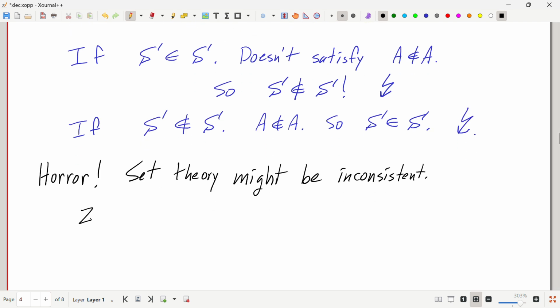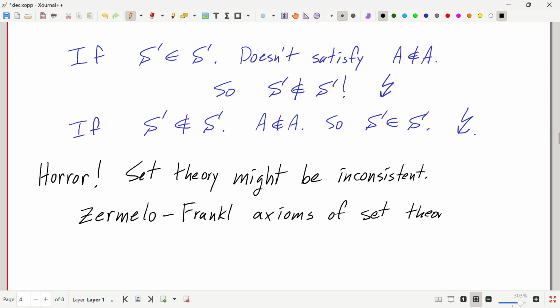There's the Zermelo-Fraenkel axioms of set theory. And so the whole industry was built up studying how to fix this thing. You can't let sets get so big that you can talk about the set of all sets.